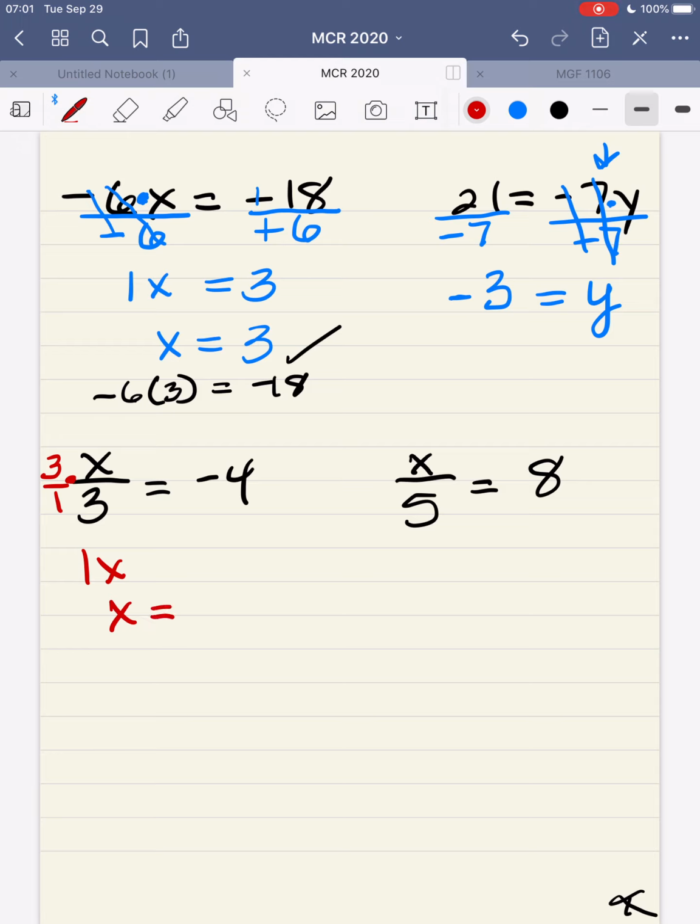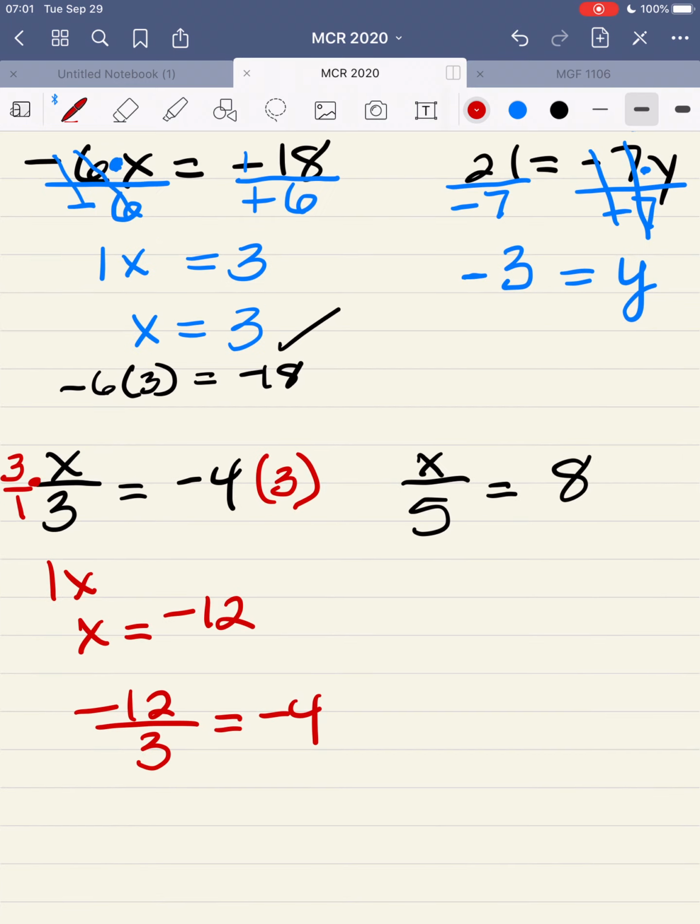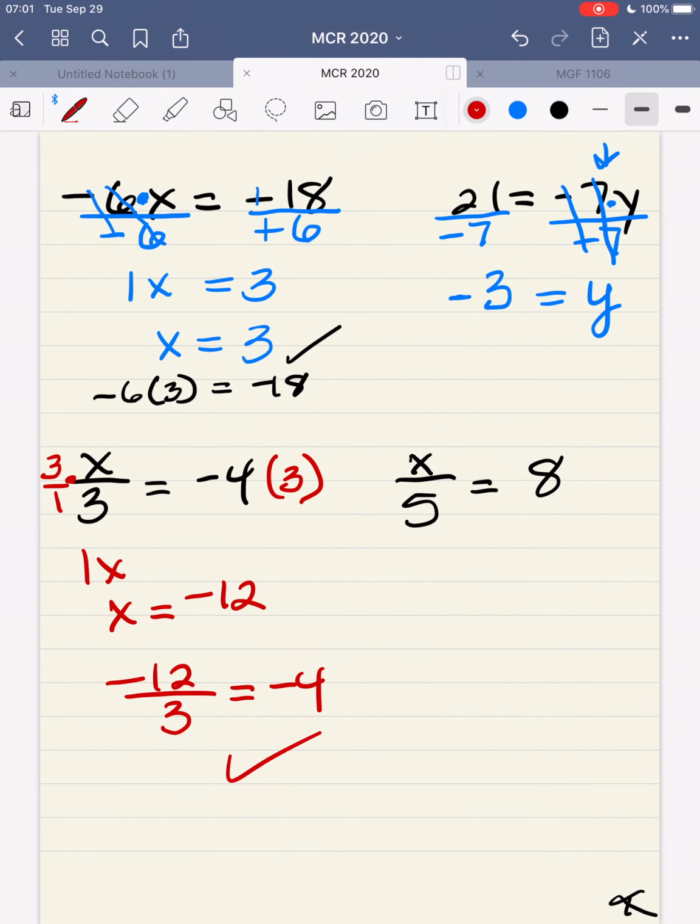Whatever I do to one side, I have to do the other. So the negative 4 must also be multiplied by 3. Here I don't need to make 3 a fraction, so I'm okay. And negative 4 times a positive 3 is negative 12. These we usually want to go ahead and check. So is negative 12 divided by 3 equal to negative 4? Well, a negative and a positive gives me the negative. And 12 divided by 3 is 4, so it all checks out.